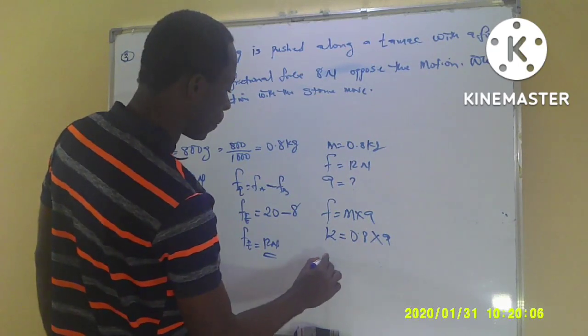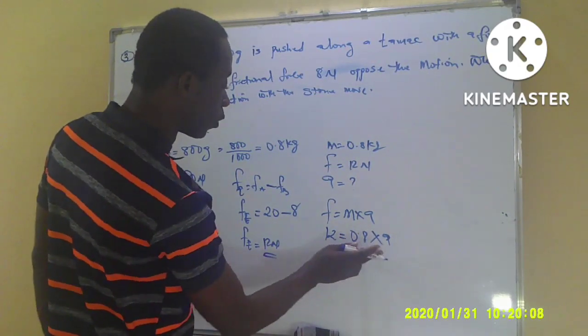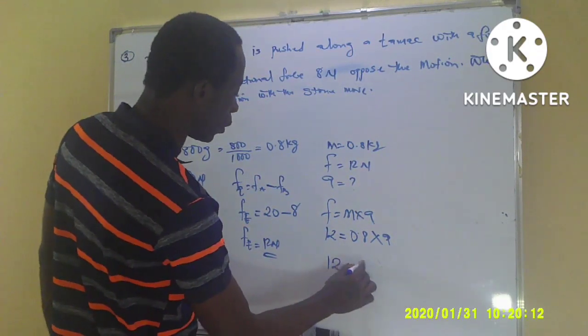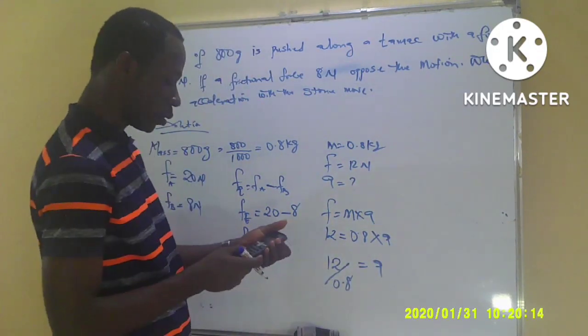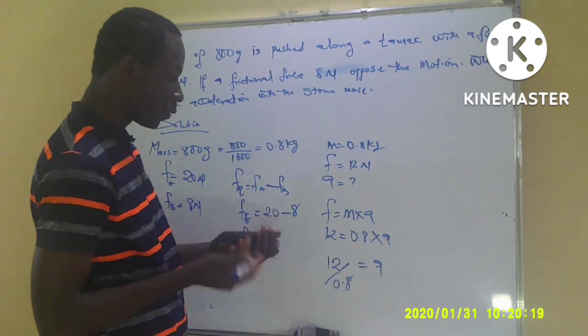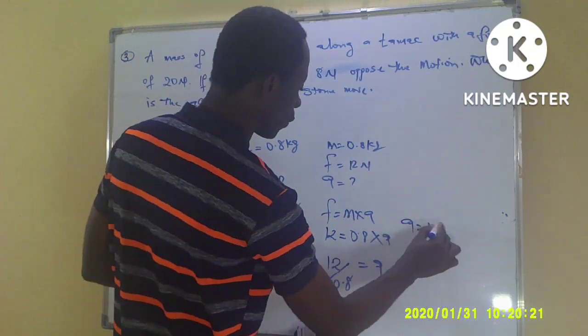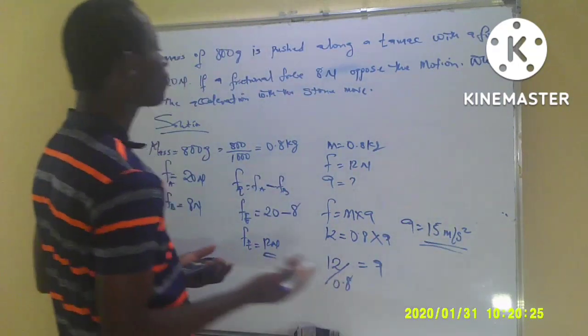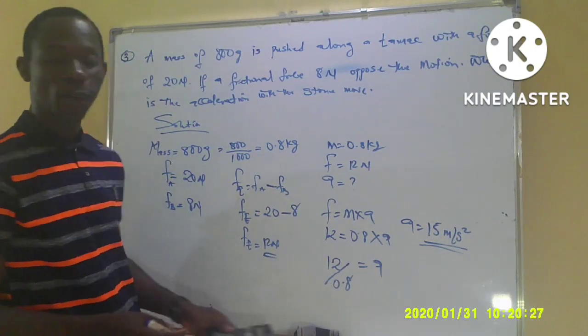So we divide both sides by 0.8. So 12 divided by 0.8 will give us A. Let's do it. 12 divided by 0.8 gives us 15. So our acceleration is what? 15 meter per second square. Very simple, very straightforward, very cool.